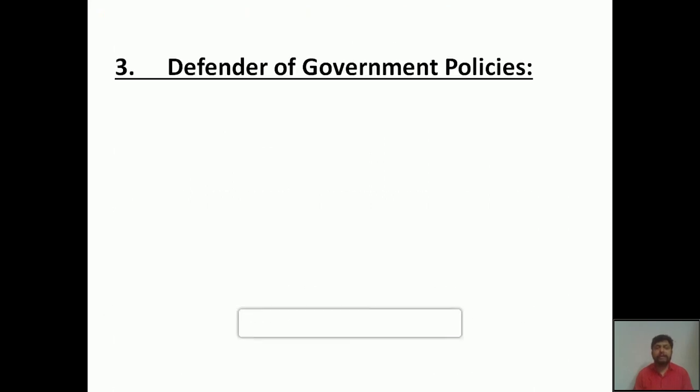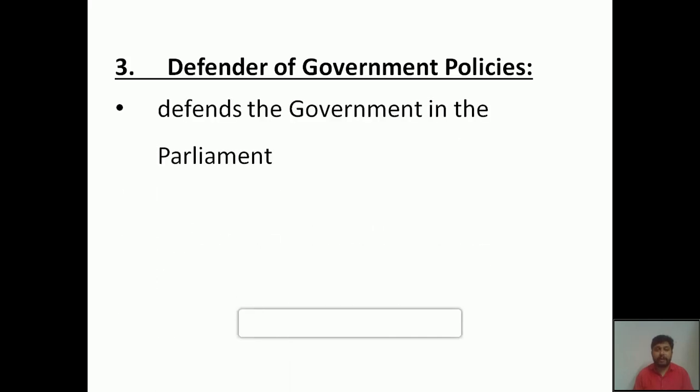And third point is defender of government policies. Defends the government in the Parliament. So in the Parliament, both opposition as well as the ruling party will be there. Ruling party will be under the leadership of the Prime Minister. At the same time, the opposition party also will be there. And all these people will be looking into the activities of the Prime Minister as well as the government, the cabinet ministers and other ministers. So there will be a number of criticisms and evaluations from the members of the Parliament, especially opposition parties.